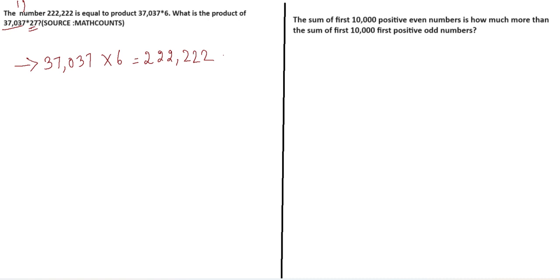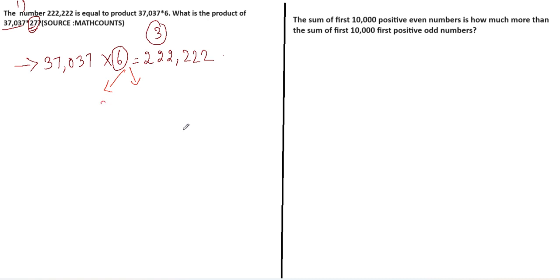Now, look at the common terms present between 27 and 6. Here you have 27, here you have 6. Between 27 and 6, there is one common multiple which is nothing but 3, correct? So 3 2s are 6 and 9 3s are 27. So you have a common multiple here. So what we are going to do is find the value of the third multiple of 37,037.